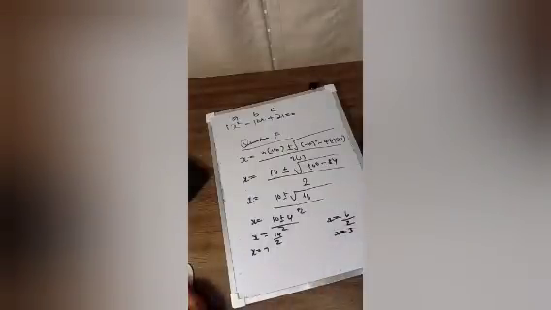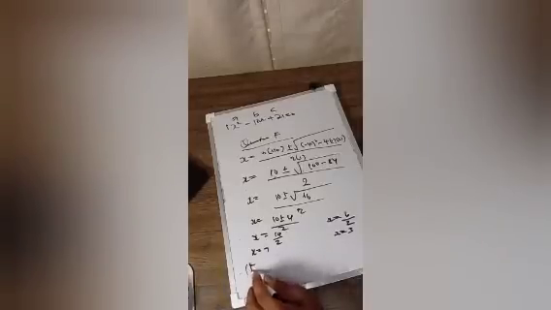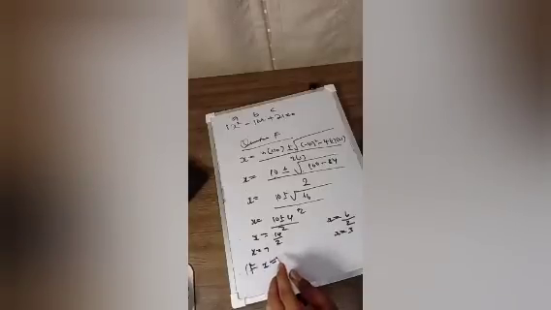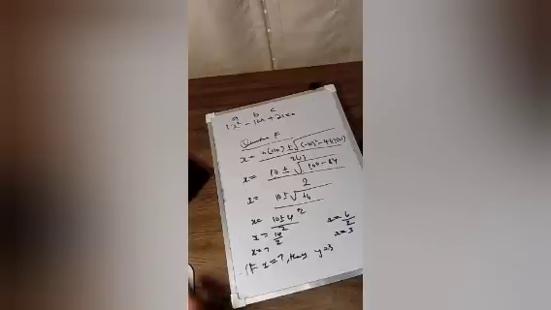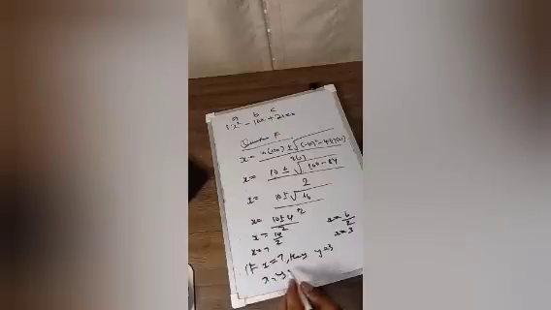Then if x is equal to 7, then y is equal to 3. So the final answer says x and y are equal to 3 and 7, or 3, 7.